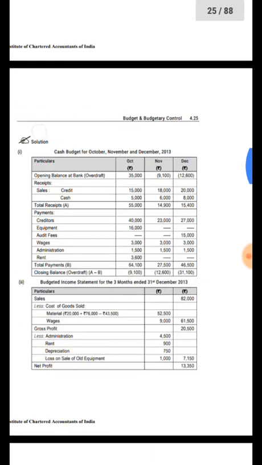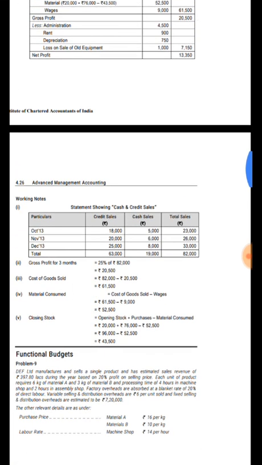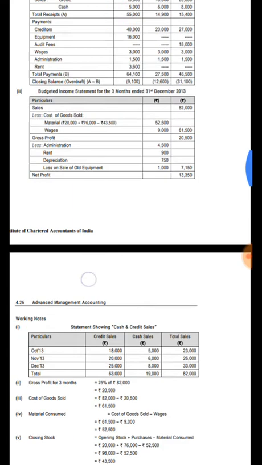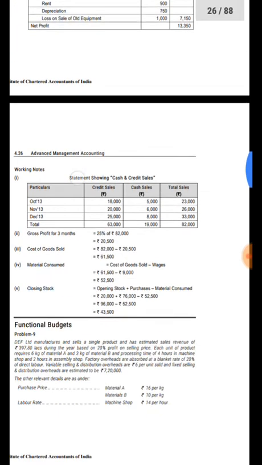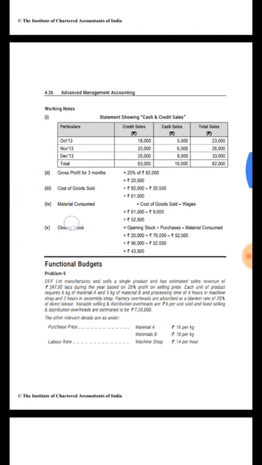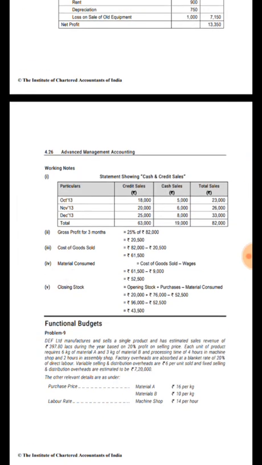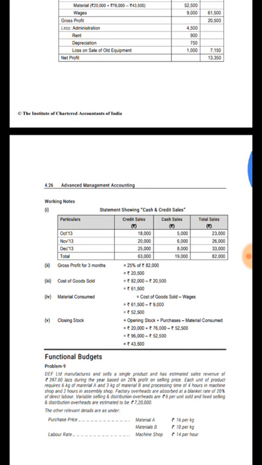Okay, that's why it was taken like this: 18, 20, 25, 5, 6, 8. So total sales we got for October, November and December. That's it. So total sales is 82,000. Now they are saying gross profit on sale is 25%. Gross profit on sale is coming 20,500. So if you reduce gross profit from sales, you will get cost of goods sold. So cost of goods sold is 61,500.